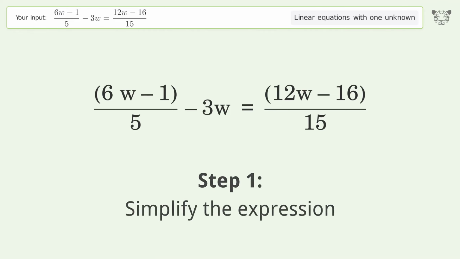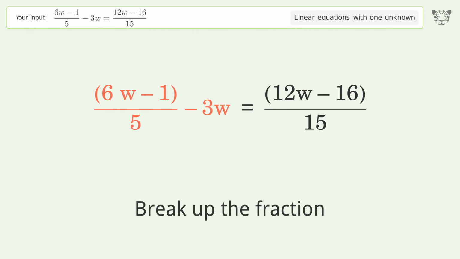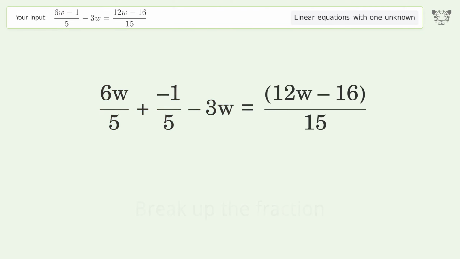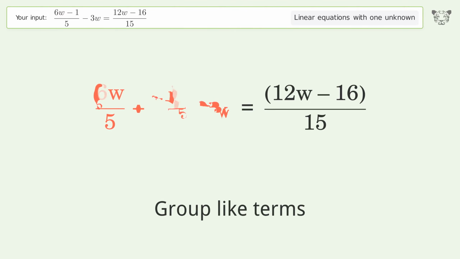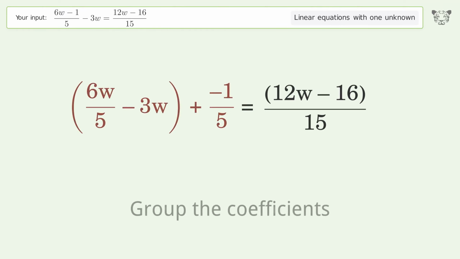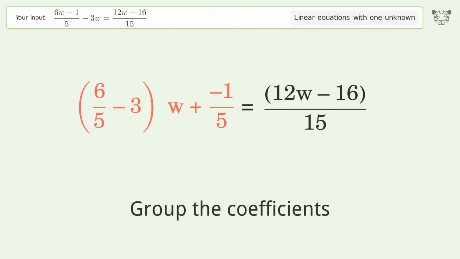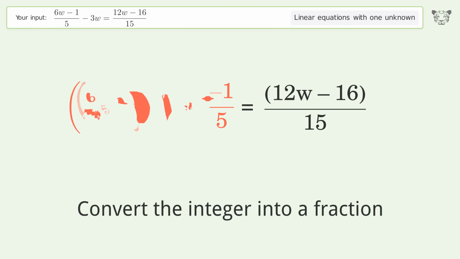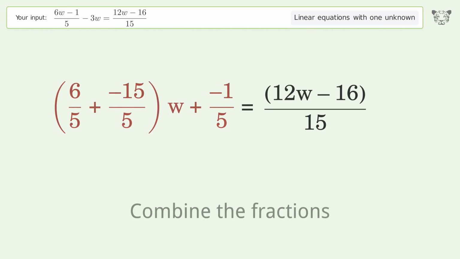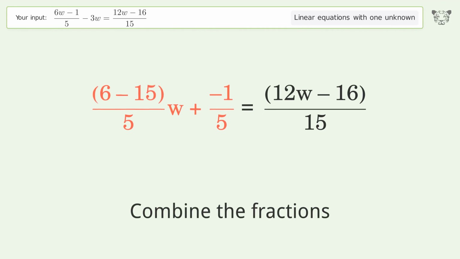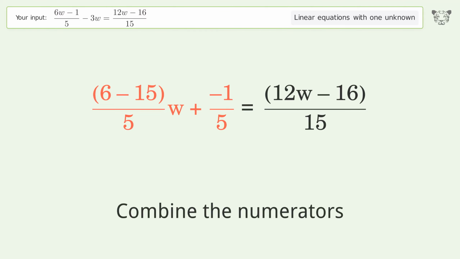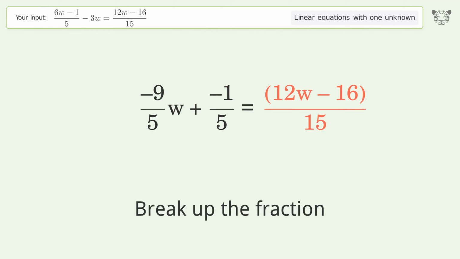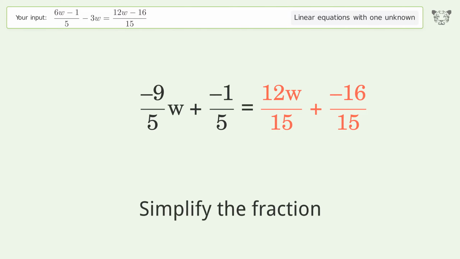Simplify the expression. Break up the fraction. Group like terms. Group the coefficients. Convert the integer into a fraction. Combine the fractions. Combine the numerators. Break up the fraction. Simplify the fraction.